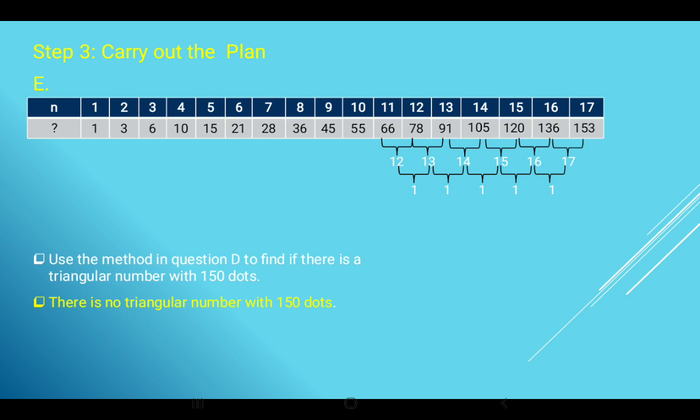Dahil kung mag-exit pa tayo, hanapin pa natin yung pang 18th term, so sobra na siya. So sobra pa rin siya sa 150. Dahil kanina, ang sinabi, whole numbers lang po yung mga triangular number. Wala pong decimal. So, ibig sabihin, wala talagang triangular number consists of 150 dots. Dahil yung pang 16th term natin is 136 dots. And yung pang 17th term natin is 153 dots. So, sumobra na po siya ng 150.